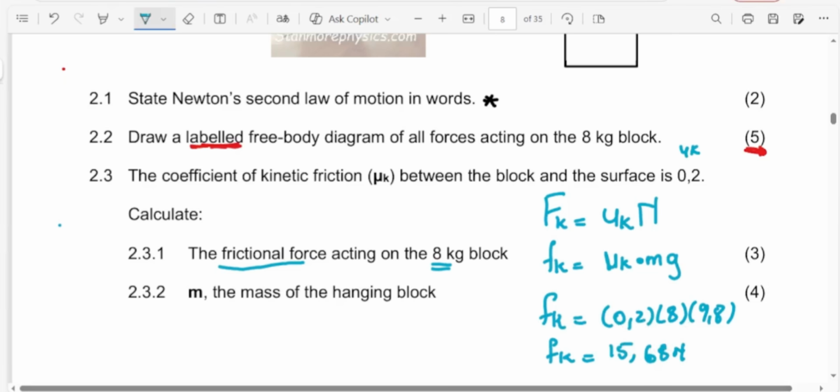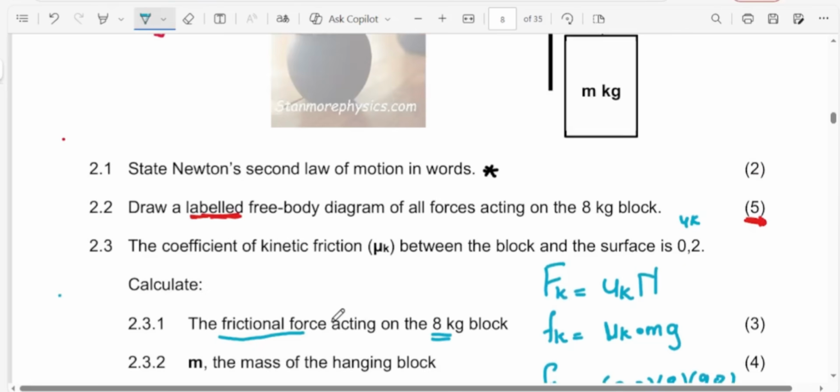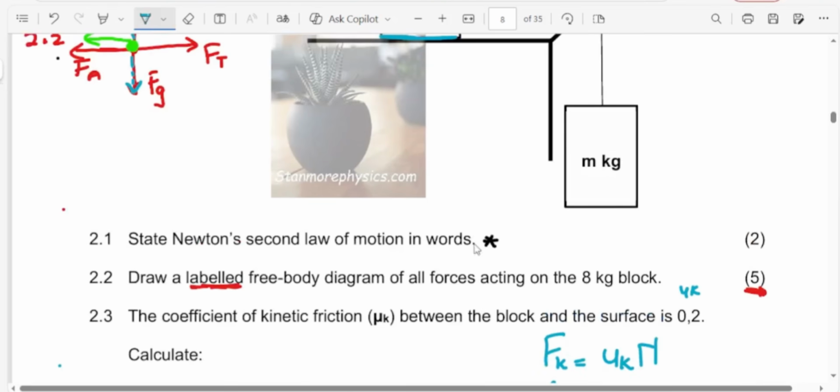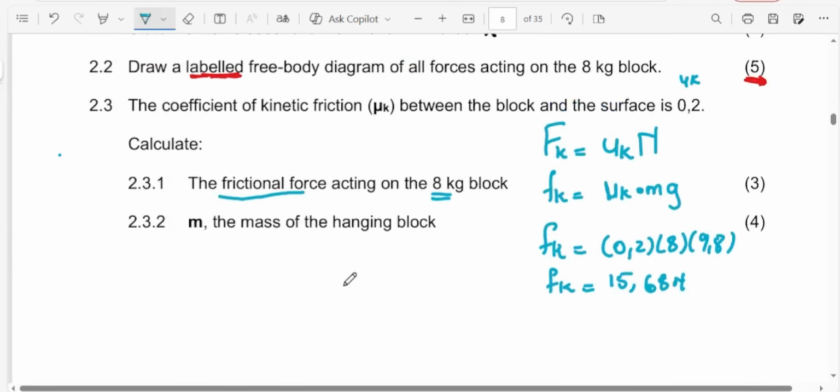So now if we go to 2.3.2, they want us to find the mass of the hanging block. The mass of the hanging block. So now I'm going to have a problem, because you know the best thing that you can do, let's say you want to calculate the mass, first thing first, check the marks. This is 4 marks. The 4 marks tells you that there's work that you need to do. We need to work on this.